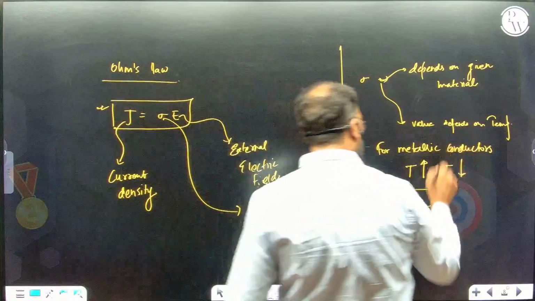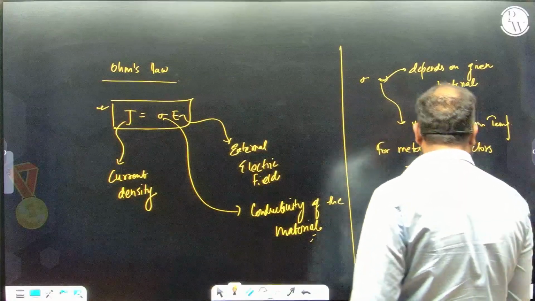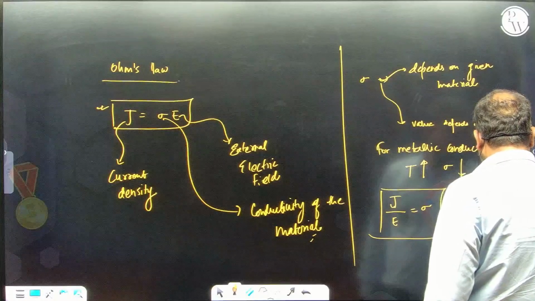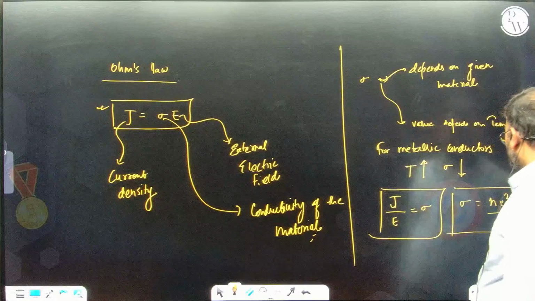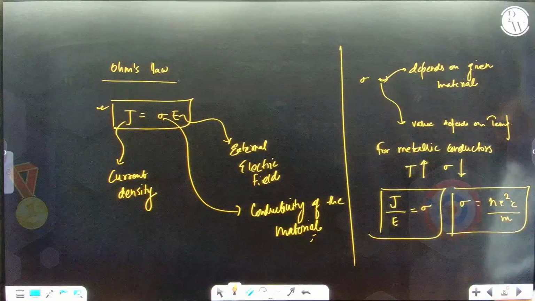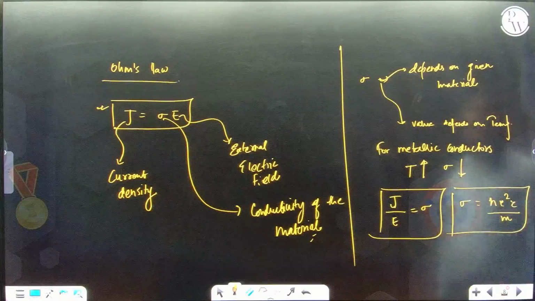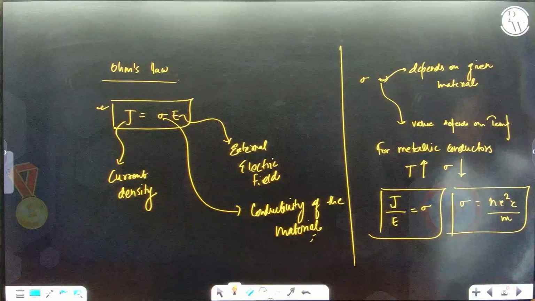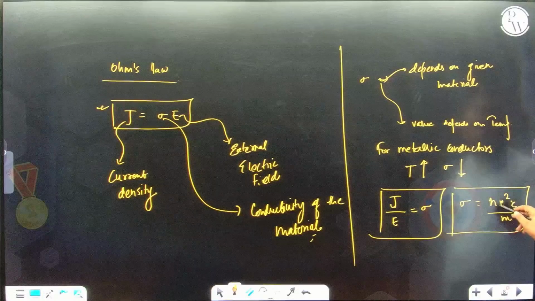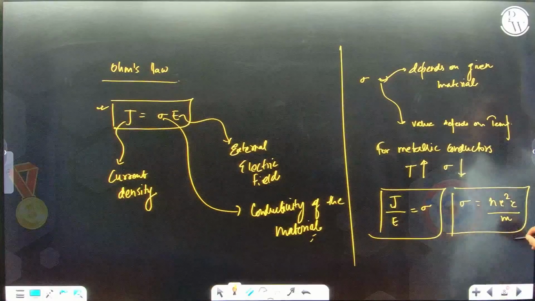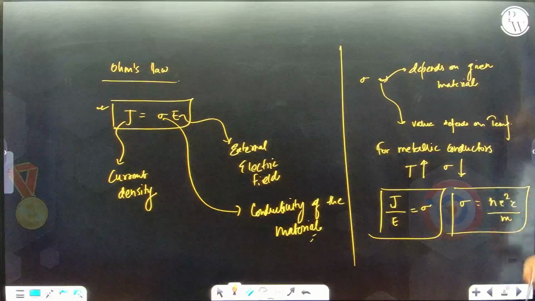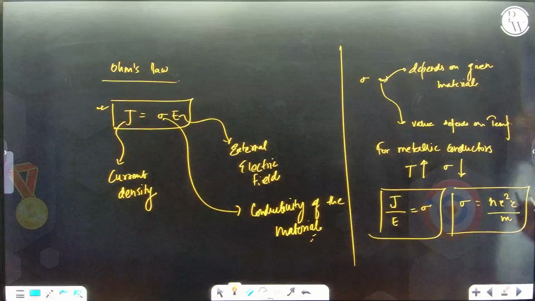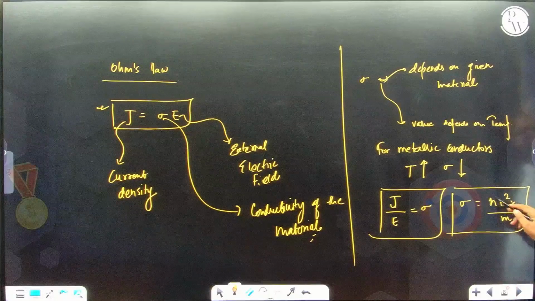And if you want to see it further, what is sigma at microscopic level? So this is N e square tau by m. So N is the number of electrons per unit volume, e is the charge of electron, tau is the relaxation time, and m is the mass of the charged particle. So sigma depends on the value of N, e, tau and m. So mass of electron is same for all the metals, right? So this relaxation time tau is same, N depends on the material.